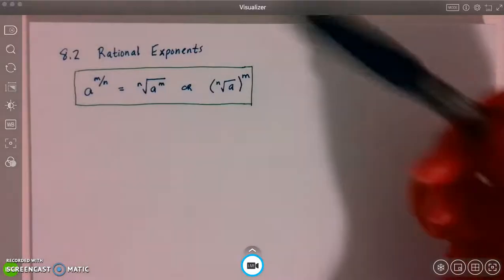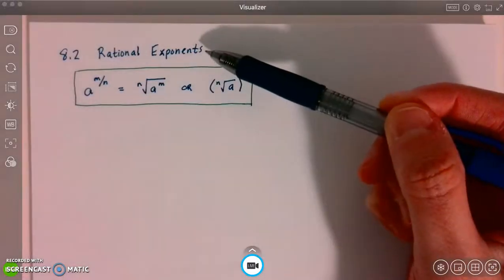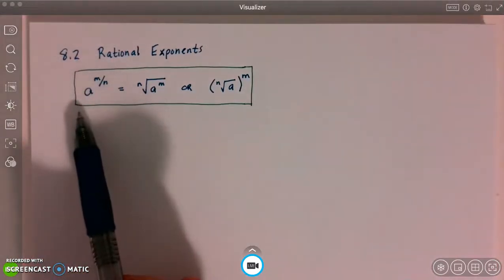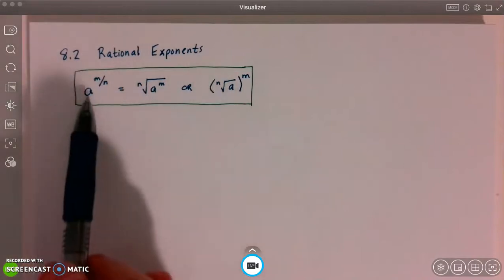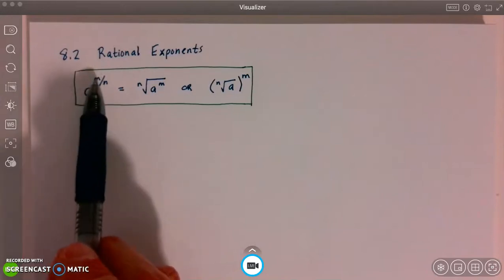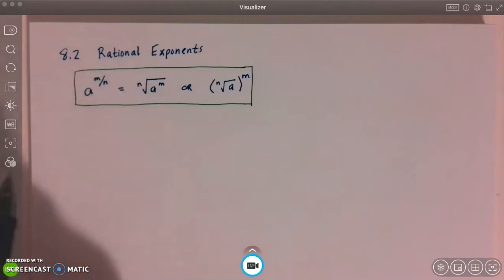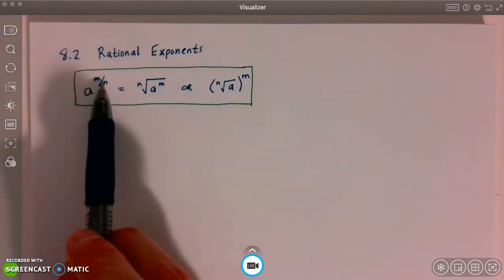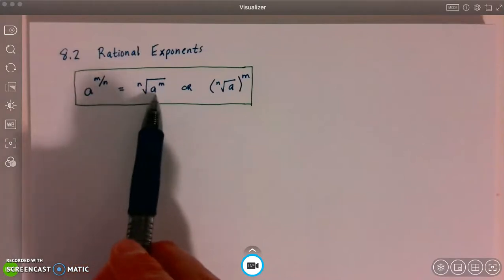So in today's lesson, we're going to be taking a look at rational exponents. Remember that rational basically means that we have a fraction. So here we have just a kind of a definition. Anytime you have some kind of base, so we're going to call the base a, raised to an exponent that's in fraction form, that's a rational exponent. And the way that we can rewrite that fractional exponent is in the form of a radical.